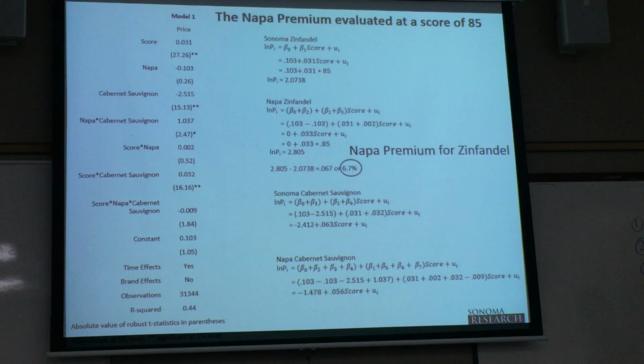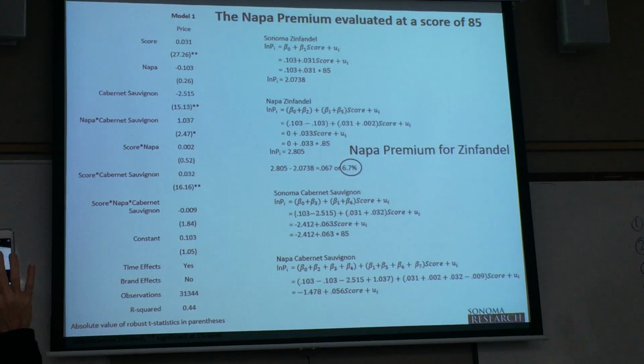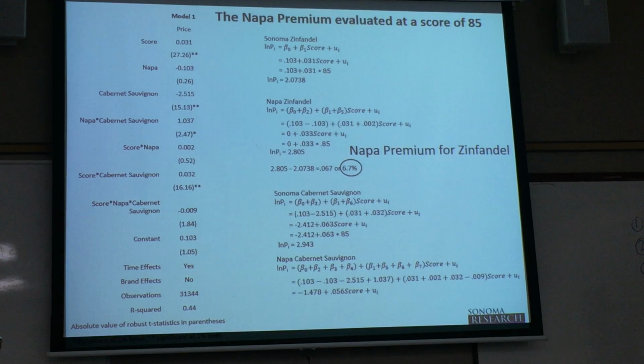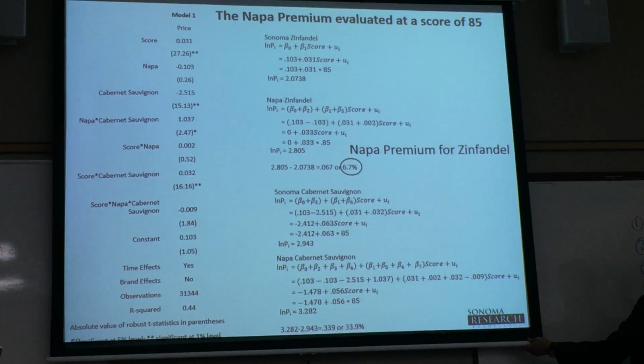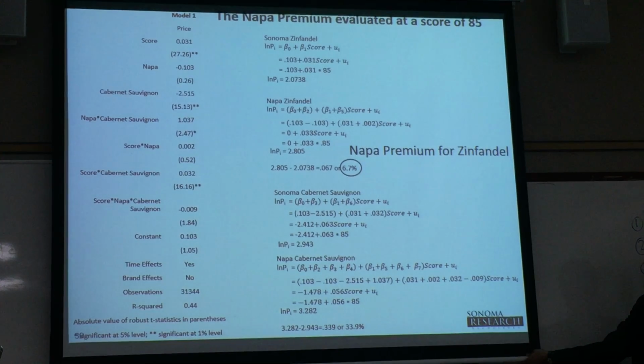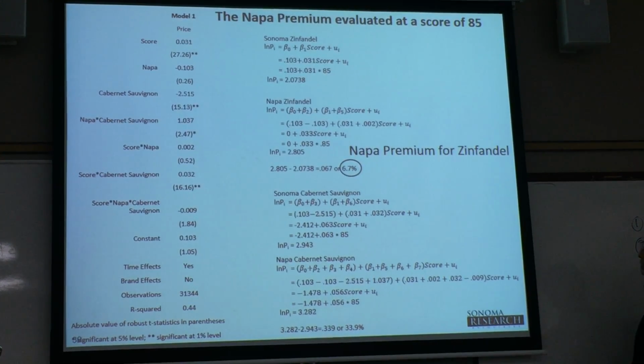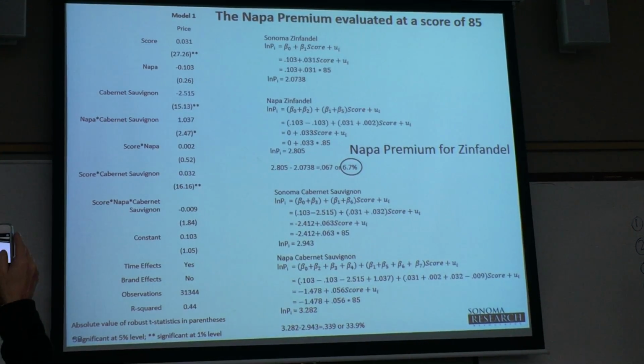Did the same thing here. Plugged in 85 for score, and we could have plugged in any score, but I chose the average score, which was 85. And we got a log price of 2.9. Plugged in 85 here, we got a log price of 3.82. Took the difference, and we got that 33%.